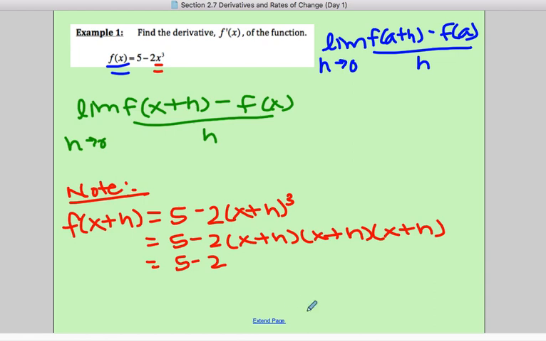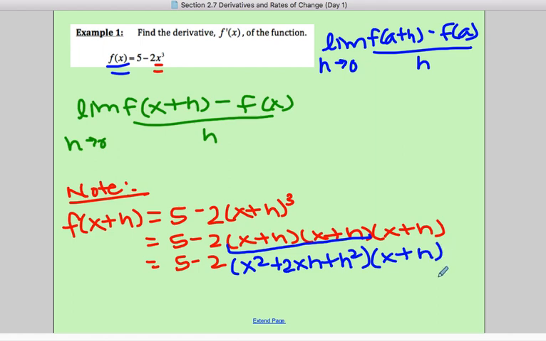So what I'm going to do is just start with these two. We have multiplied x plus h times x plus h quite a few times. So if you FOIL it all the way out, you'd have x squared plus xh plus hx, which is the same as xh, so plus 2xh plus h times h, which is h squared. And then we have to take that times x plus h.